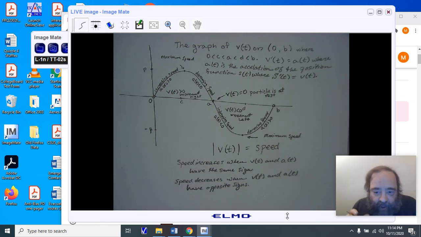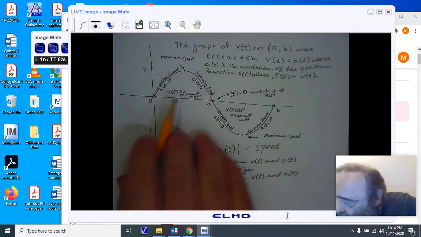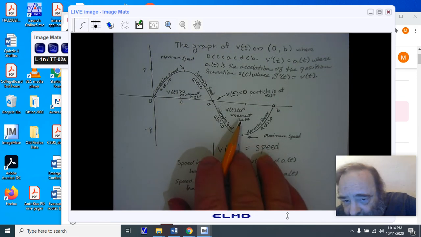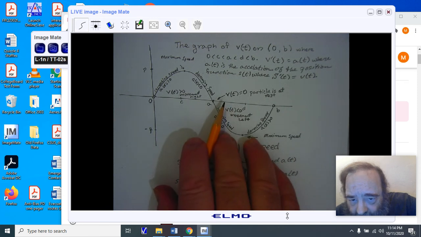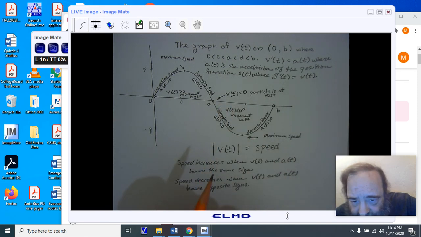So here's the first part of my video. In the next part, we're going to be talking about toward and away from the origin. So just to recap, we have movement to the right is when velocity is positive. Movement to the left is when velocity is negative. A particle is at rest when velocity is equal to zero.